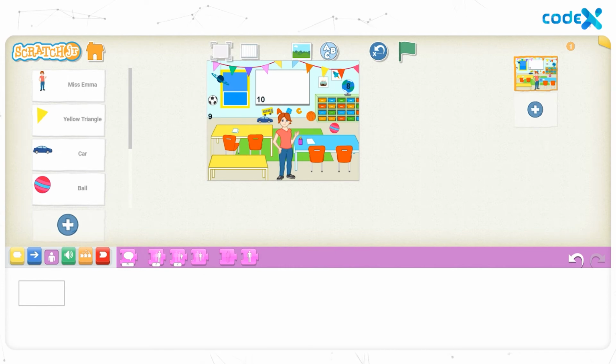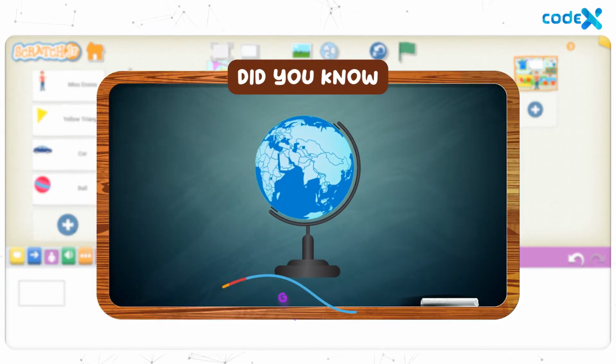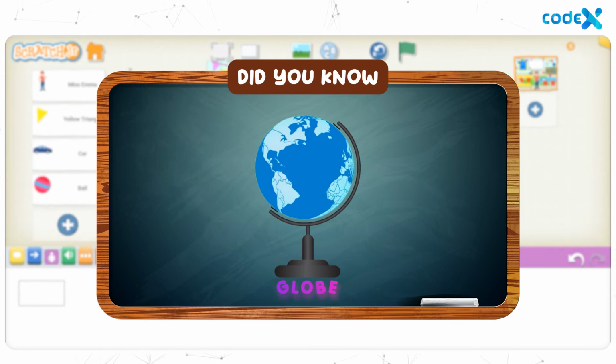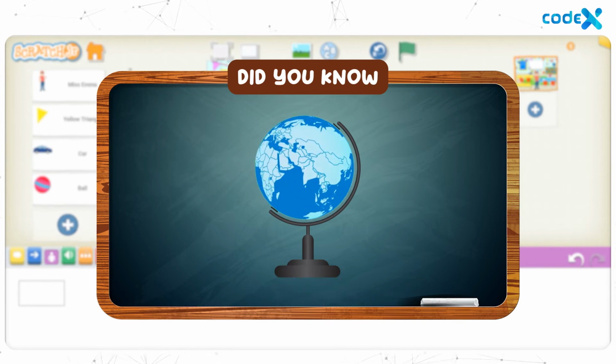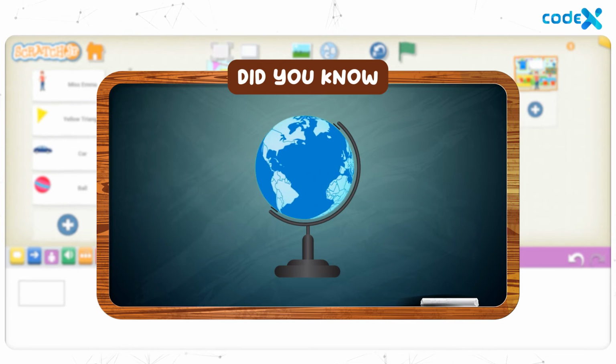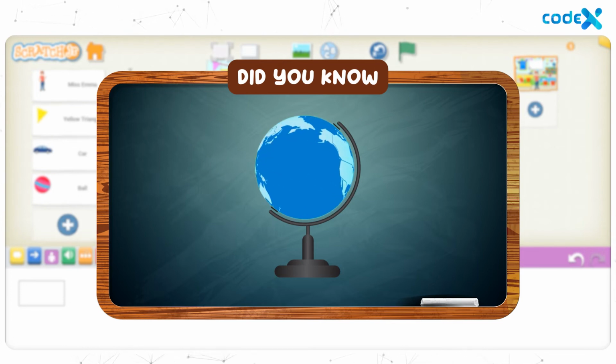The number 7 is now hidden. We have reached the number 8. Number 8 is placed on a globe. I'm sure you might have seen a globe. But do you actually know what a globe is? A globe is a round, miniature model of the Earth. So, that's what our Earth looks like.